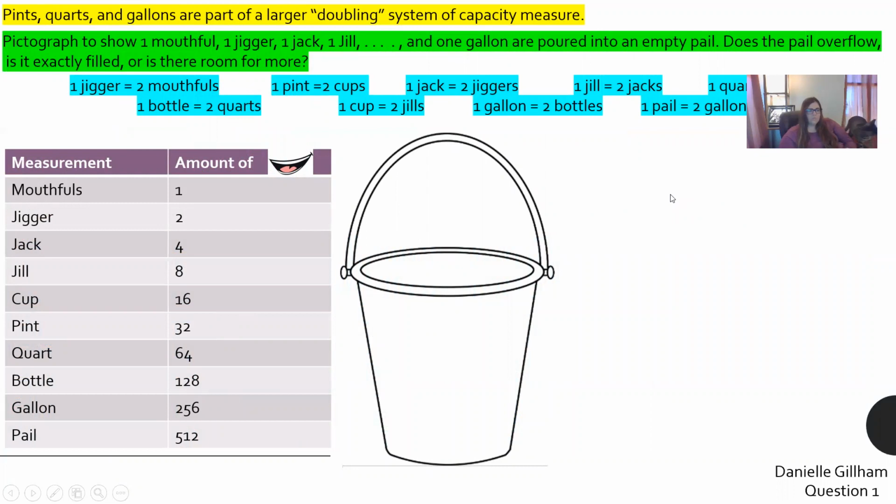All right, so it said, pick a graph to show 1 mouthful, 1 jigger, 1 jack, 1 gill, and 1 gallon poured into an empty pail. Does the pail flow over? Or is it exactly filled, or is there room for more? So how we would do this is add all the amounts of mouthfuls. So right here I've already got a chart showing all the mouthfuls. So we're just going to add all those up.